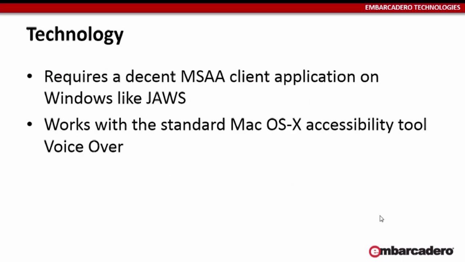What more do we need? On Windows, we need a decent Microsoft Active Accessibility client. The one that is included in Windows out of the box is a quite poor implementation of such a client, but as of today, one of the best Microsoft Accessibility client applications is the JAWS application. In this demonstration, we will use this JAWS screen reader to show you the accessibility features in a FireMonkey application. On Mac OS X, there is nothing special to install or to add.